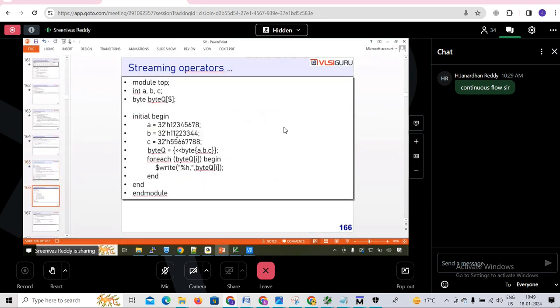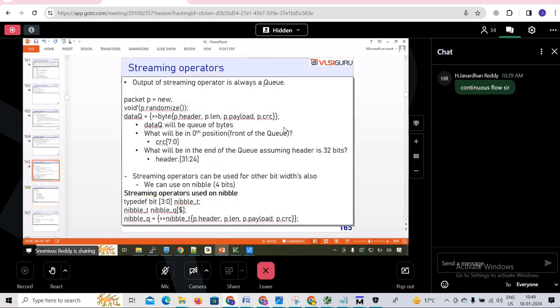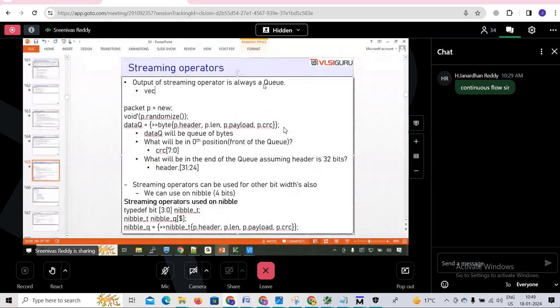Let's do this exercise. What am I doing here? ABC. First, what am I doing with ABC in this line? Concatenation. When you do any concatenation operation, what is the output? A vector. So for a streaming operation, a vector is always an input. The vector is the input for the streaming operator.